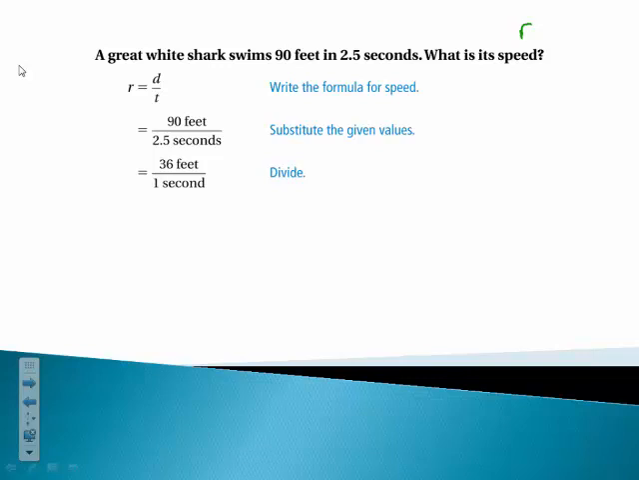But it's still 36 feet in, or per, 1 second. So its speed is 36 feet per second. All right, because we really want to include both of the units, feet per second. And whenever anything's in a unit rate, we tend to use the word per because it's more mathematically used.